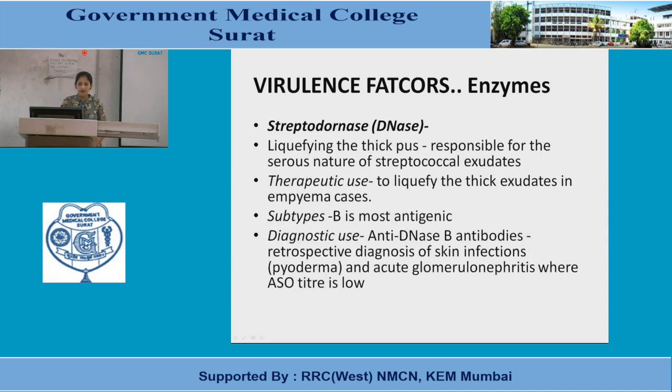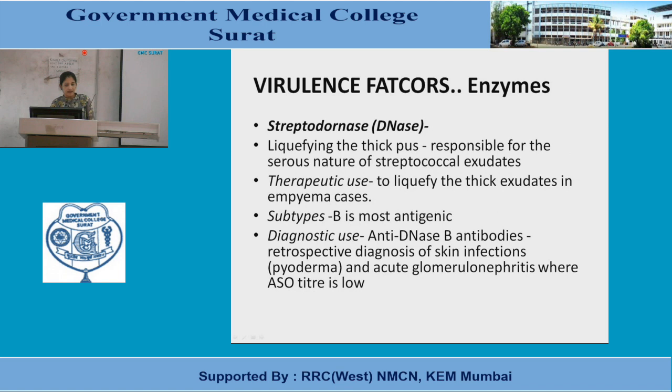Another enzyme is streptodornase, also known as DNase. Streptodornase liquefies thick pus, and it is responsible for the serous nature of streptococcal exudates. Whenever there is pus formation, in the case of streptococcal infection the pus is very thin in nature; it is a serous type of pus, produced because of this streptodornase. Subtype B is the most antigenic.